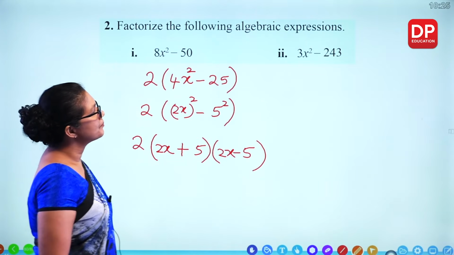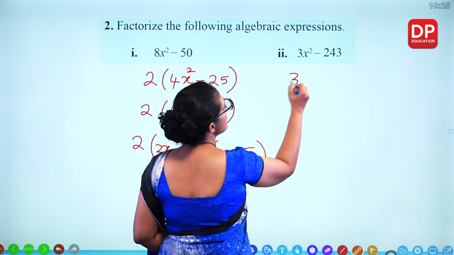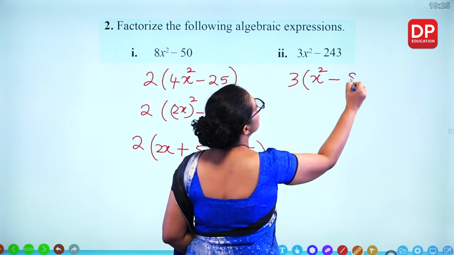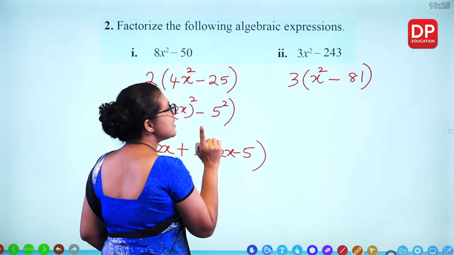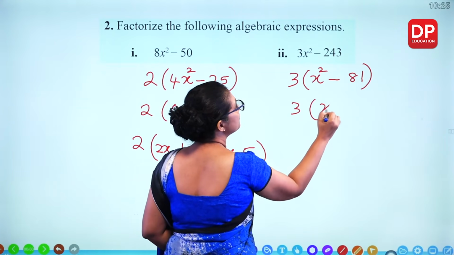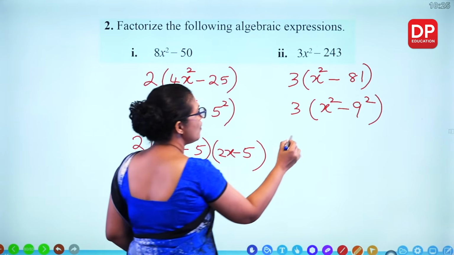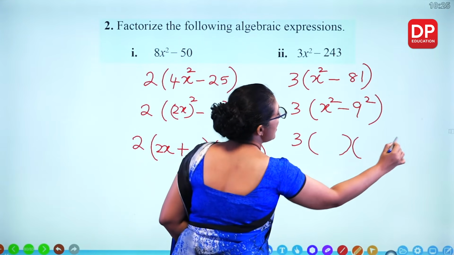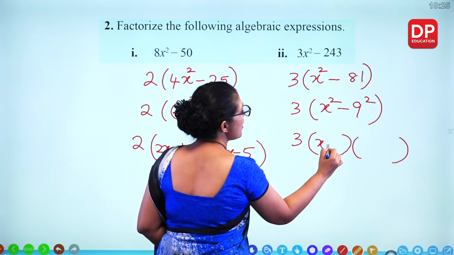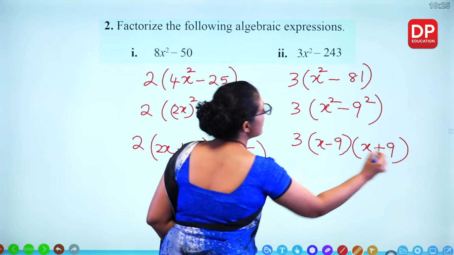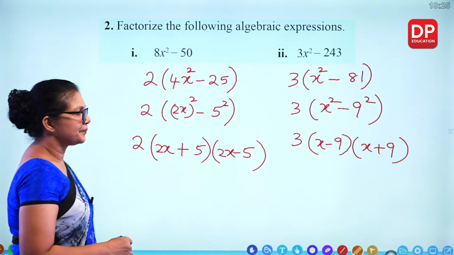This one, 3, I can take it out. What's the answer here? 81. Now, 81 is a square number. That's 9 squared. Now you can write it as the difference between two squared terms: x minus 9 and x plus 9.